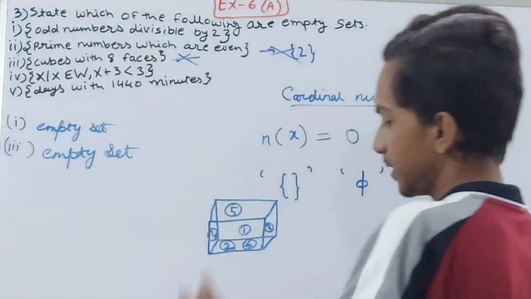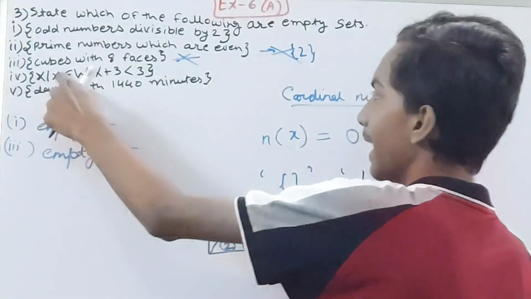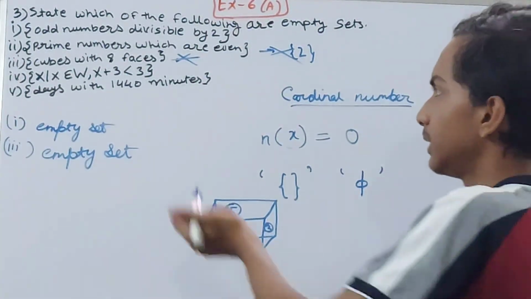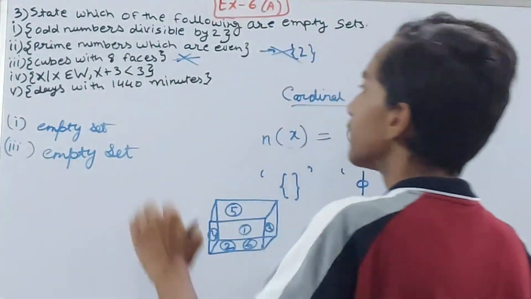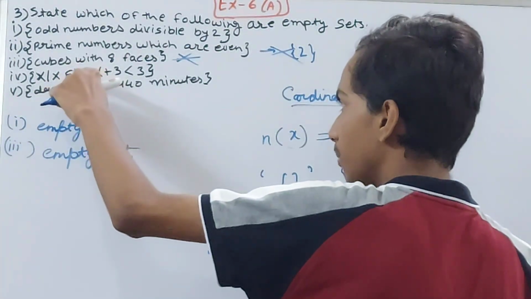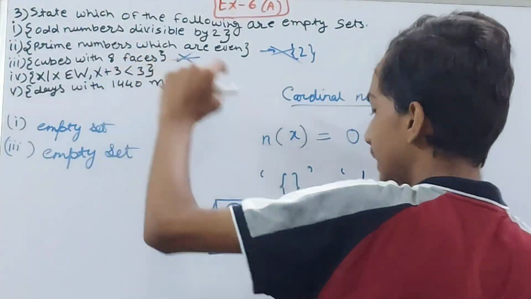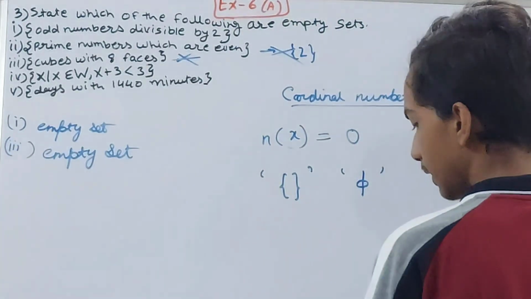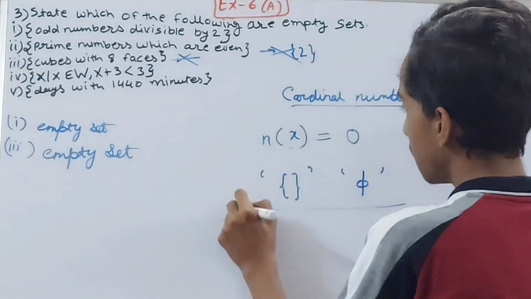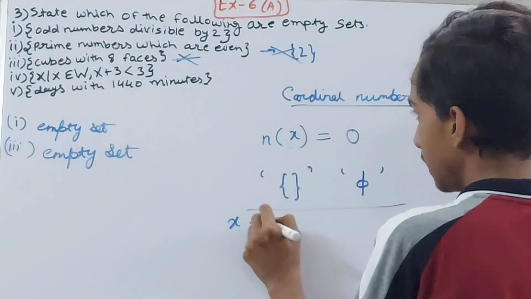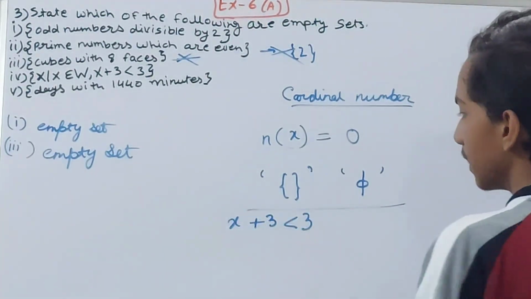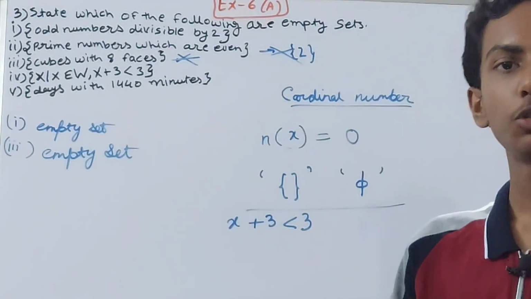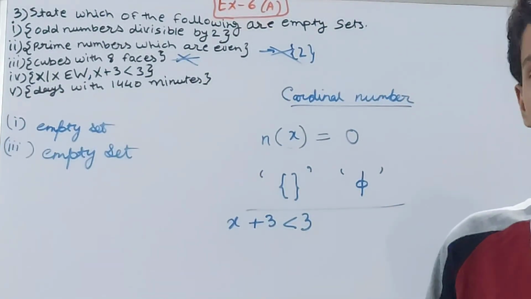Then you have the fourth set. This says x is such that x belongs to whole numbers. We have done this sign previously also. This is in the set builder form. So x is such that x belongs to whole numbers, x plus 3 is less than 3. Now they have given us this inequality that you have to solve, but the condition is x should be a whole number, as it is given in the question. Very simple.